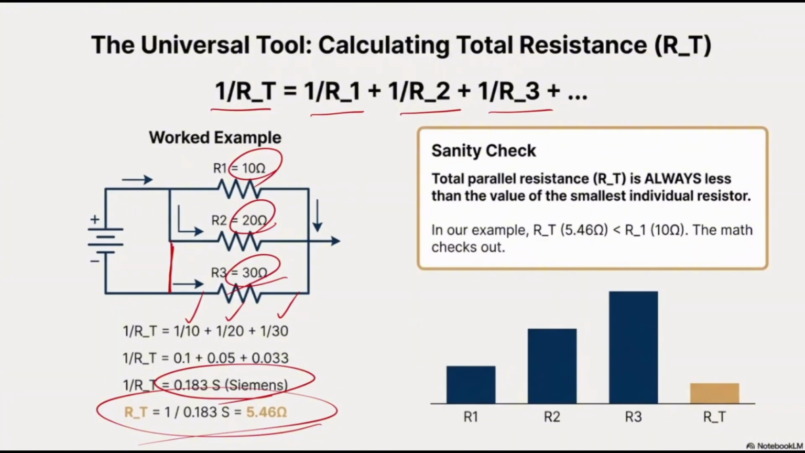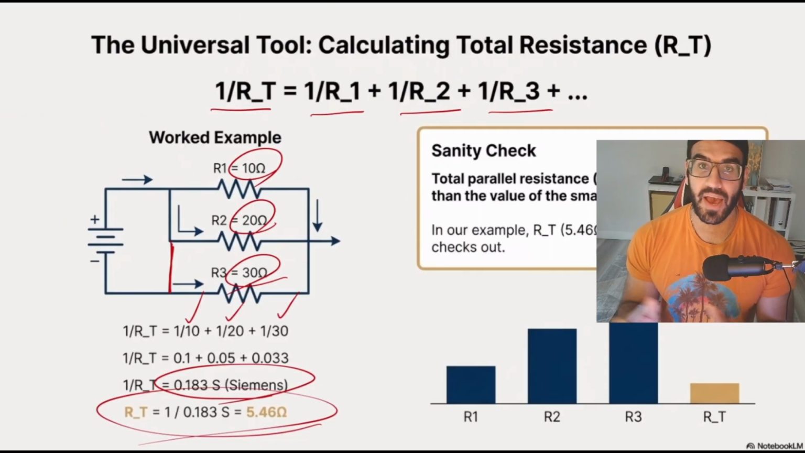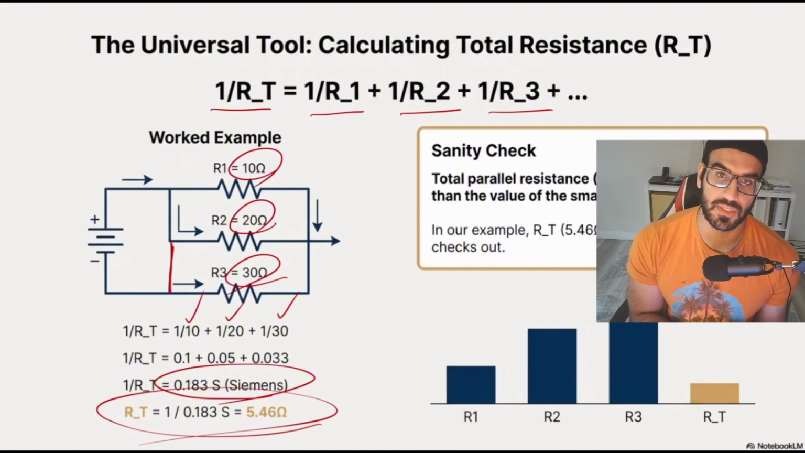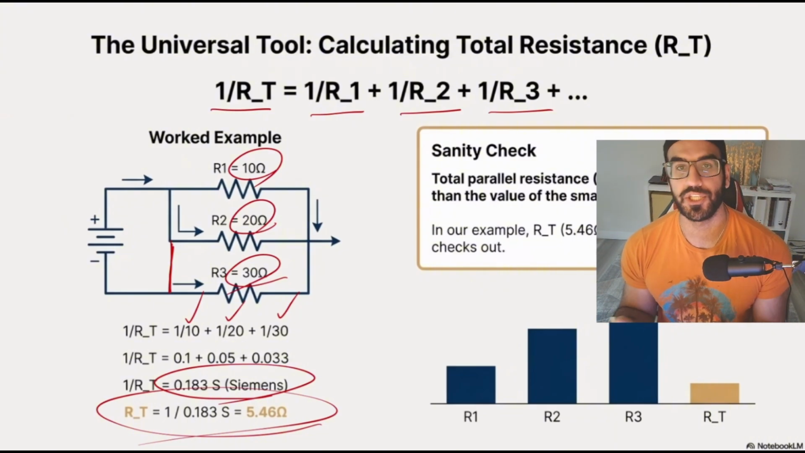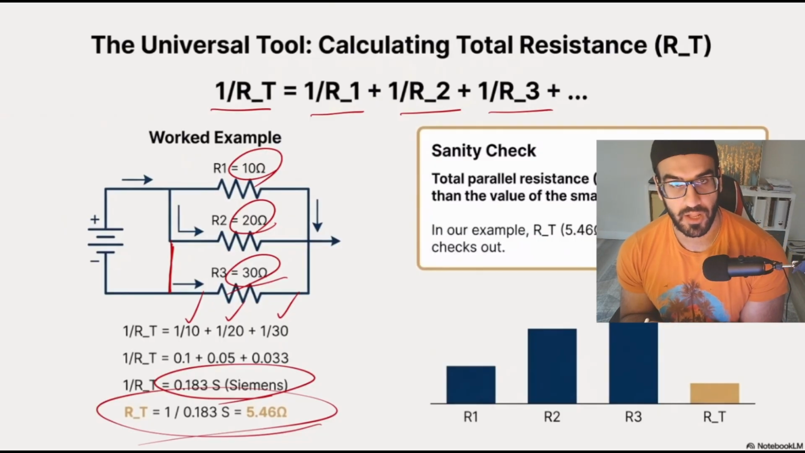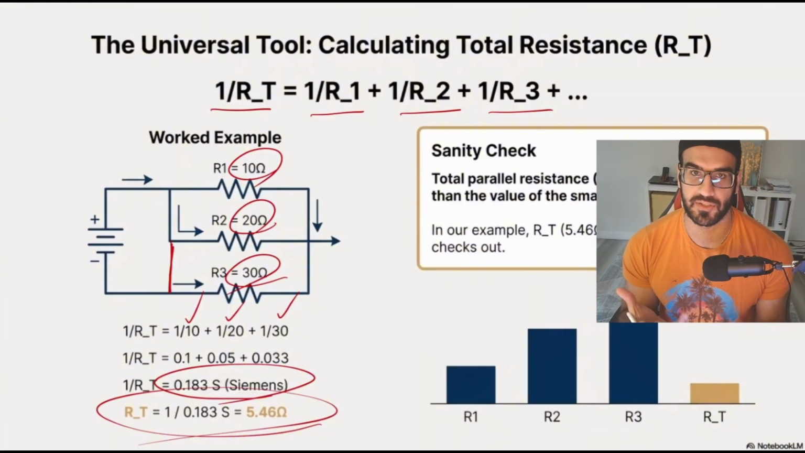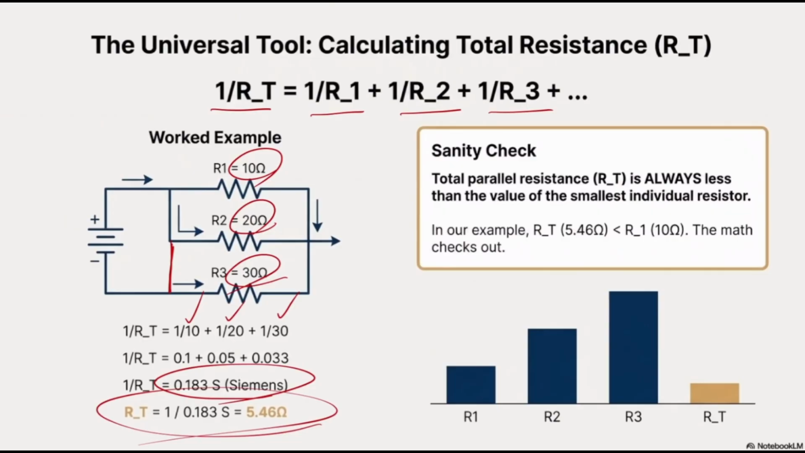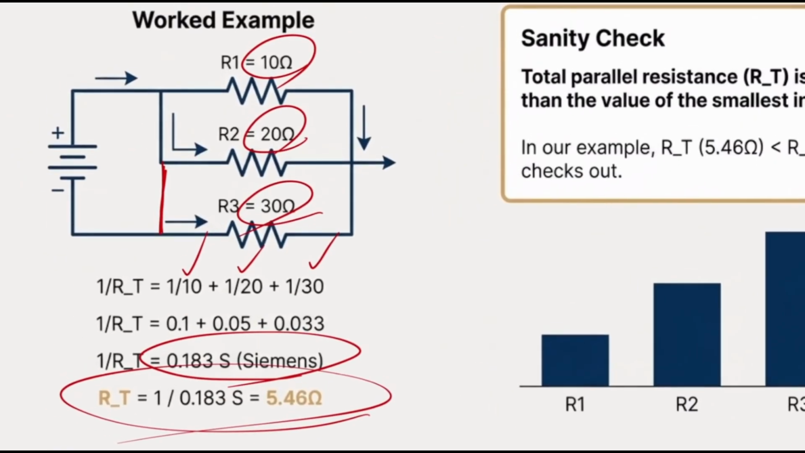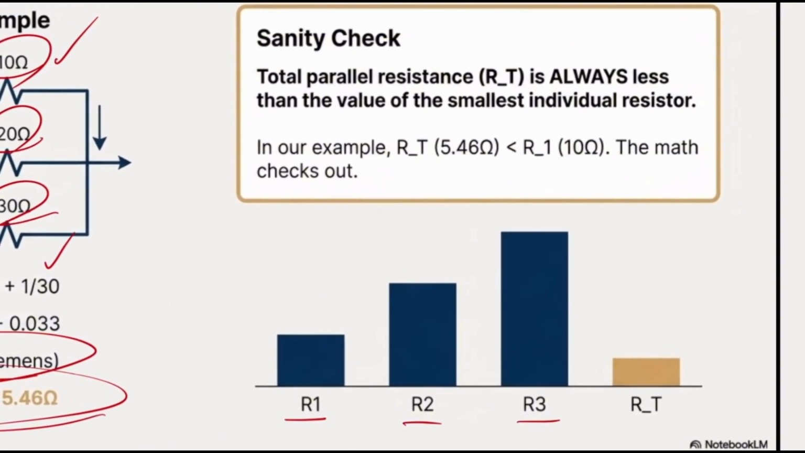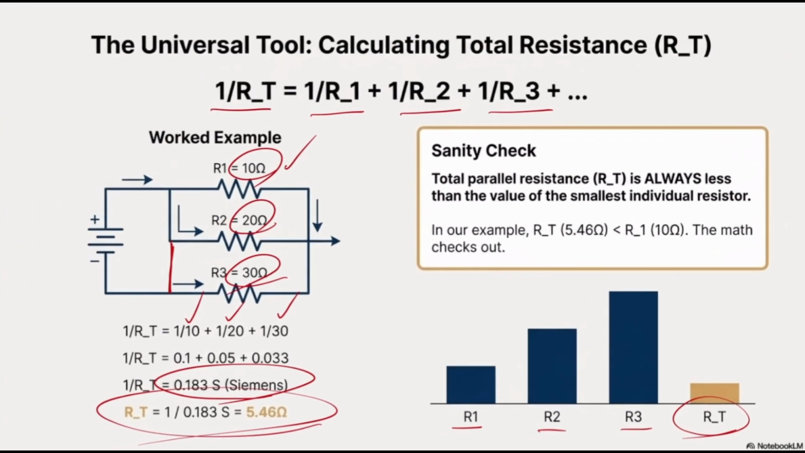It would be 5.46. So for the sanity check, we have to know something. For the series circuit, if you add all of those resistances together, your final result is going to be bigger than the biggest resistance that you have. In the parallel situation, everything is vice versa. It means that your final number should be smaller than the smallest resistance that you have. It's some kind of characteristic of adding reciprocals. So when I have my number, 5.46, I know for a fact that it is right. Why? Because it is less than 10 ohm itself. As you can see, R1, R2, and R3 are like this, but R total is smaller than all of them.